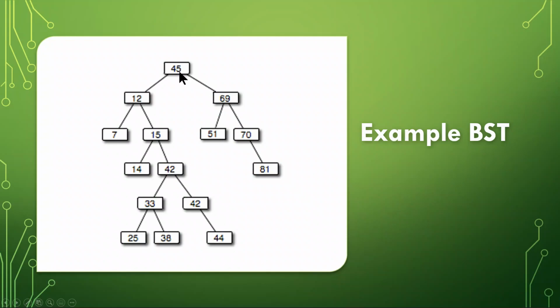If I'm searching for 30, you check at the root, and 30 is less than 45, so I go to the left. We then see 12. 30 is greater than 12, so we go to its right child, and keep going down. 30 is greater than 15. We go here, and 30 is less than 42, so we go here, and 30 is less than 33. We go down to 25, and 30 is not in there. To get there, we only had to search through 1, 2, 3, 4, 5, 6 pieces of data to discover that, versus not having to search through all of them.